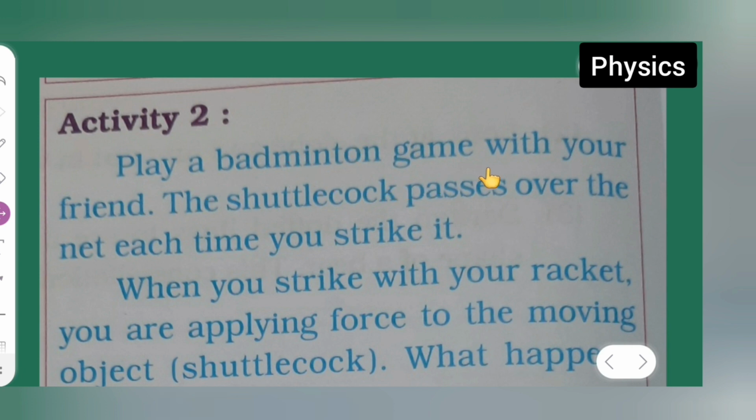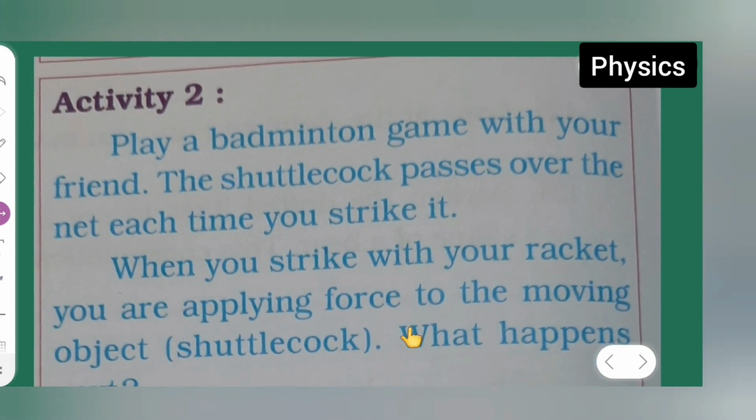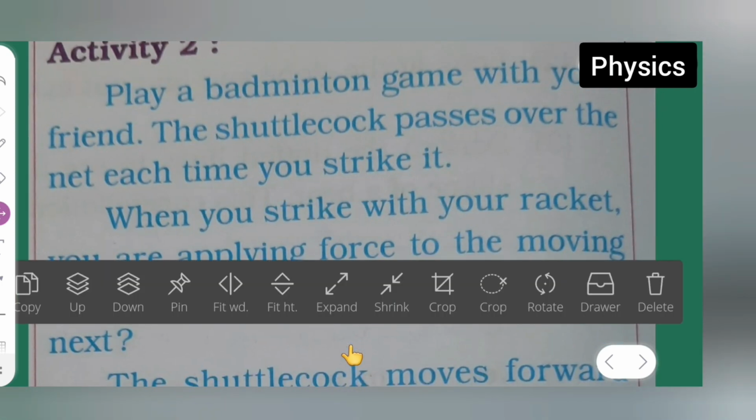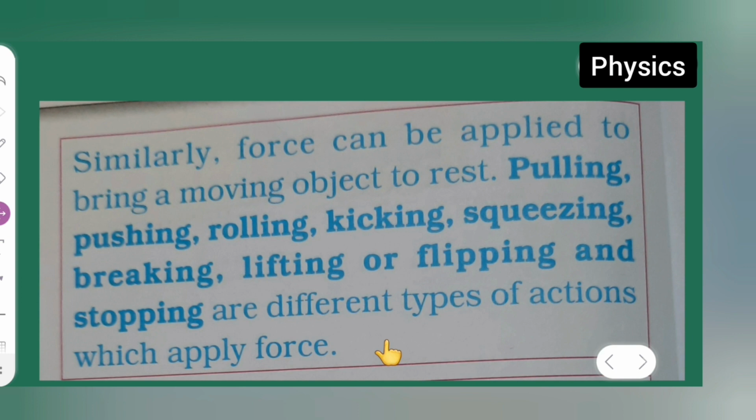Play a badminton game with your friends. The shuttlecock passes over the net each time you strike it. When you strike with your racket, you are applying force, right? So what we do exactly is apply a force to the moving object. The shuttlecock is the moving object over here.